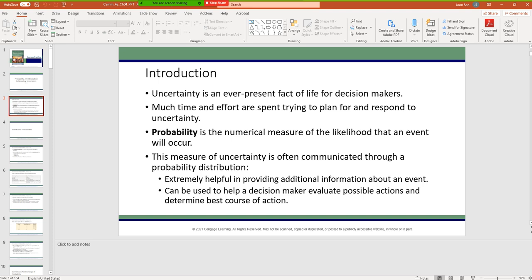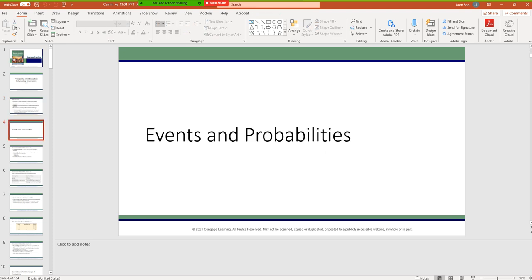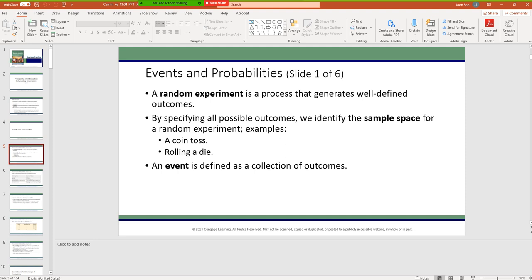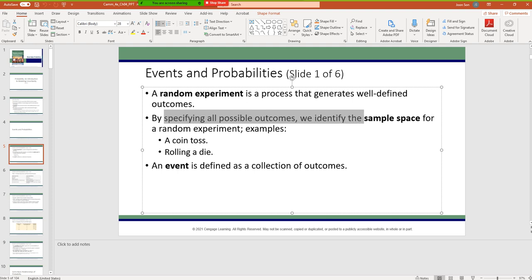Okay, so probability is the numerical measure of the likelihood that an event will occur, right? So that's the definition of probability. And a random experiment is a process that generates well-defined outcomes. By specifying all possible outcomes, we identify the sample space for the random experiment, right?